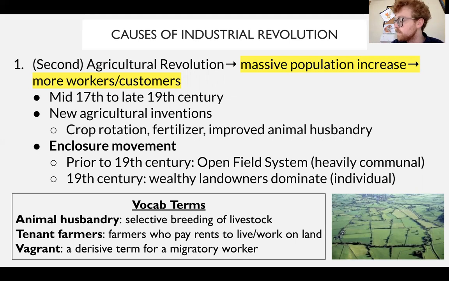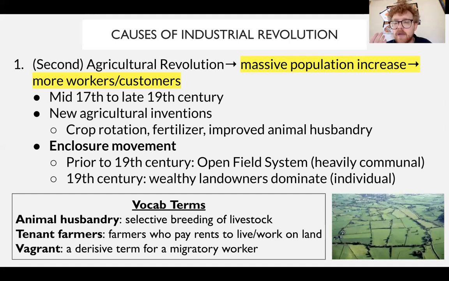You see the development of new technologies, as I said before. You start to see the widespread application of crop rotation. So you're not growing the same thing in a field, you're allowing the nutrients to regenerate. You have synthetic or chemical fertilizers, and that allows for soil to be more productive. And you also see changes in animal husbandry. So there are new ways of breeding cattle, of breeding animals.